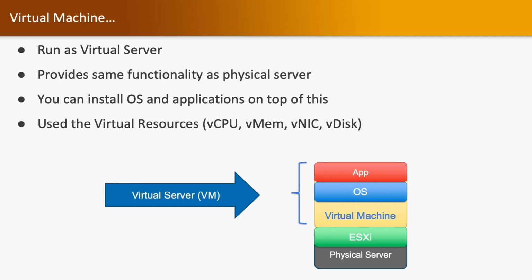What is a virtual machine? We discussed virtual servers, so that is itself a virtual machine. In a traditional data center, we had physical servers, and that provided the capability for installing the operating system and applications. In a virtual data center, we have virtual machines which provide the same capability. But you do not require multiple physical hardware for creating a virtual machine. On a single hardware, you can have multiple virtual machines. On top of that virtual machine, we have operating system and applications. And that virtual machine uses virtual resources such as virtual CPU, virtual memory, virtual NIC and virtual disk.